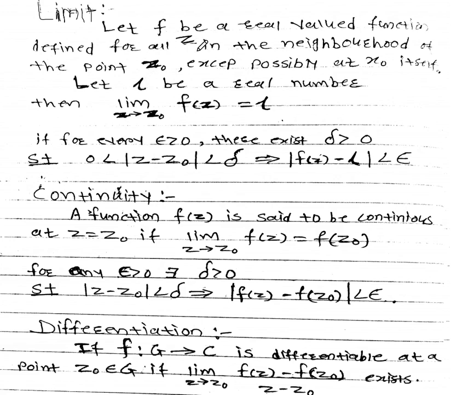Let f be a function defined for all z in a neighborhood of the point z0, except possibly at z0 itself. Let L be a number. Then the limit as z tends to z0 of f of z equals L if for every epsilon greater than 0 there exists delta greater than 0 such that 0 < |z − z0| < delta implies |f(z) − L| < epsilon.